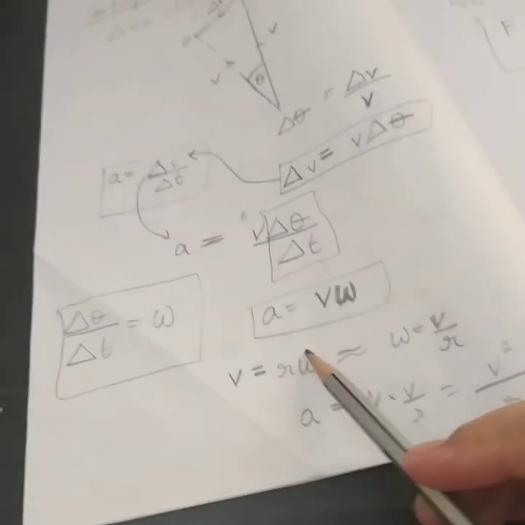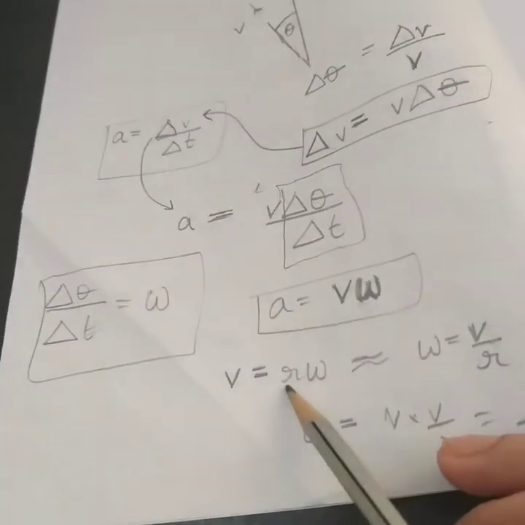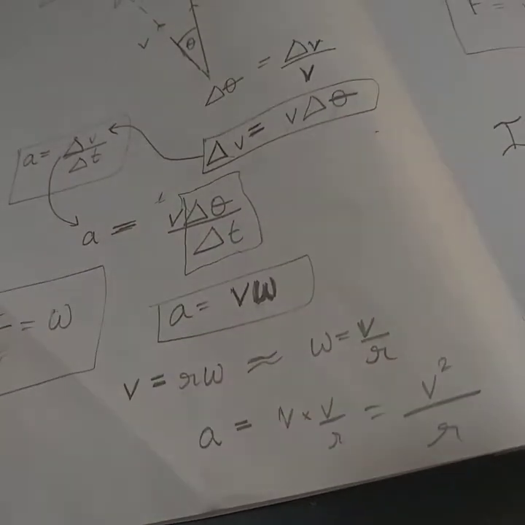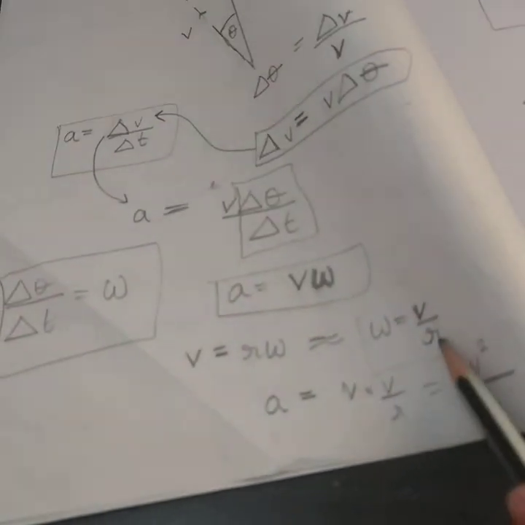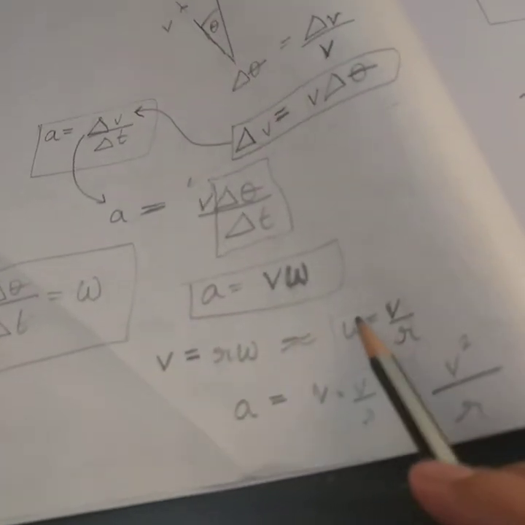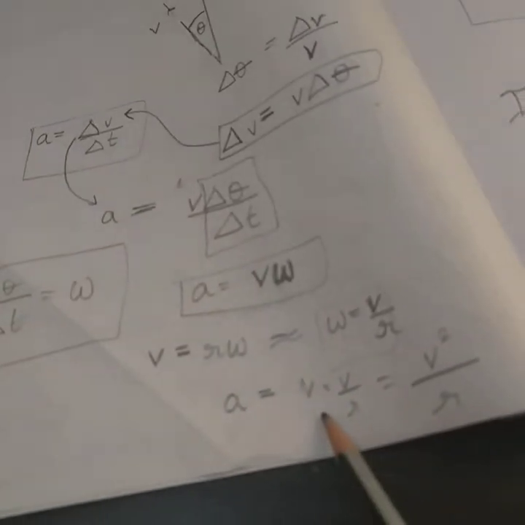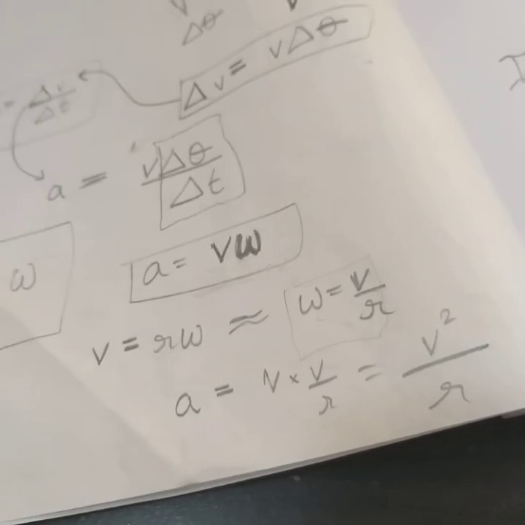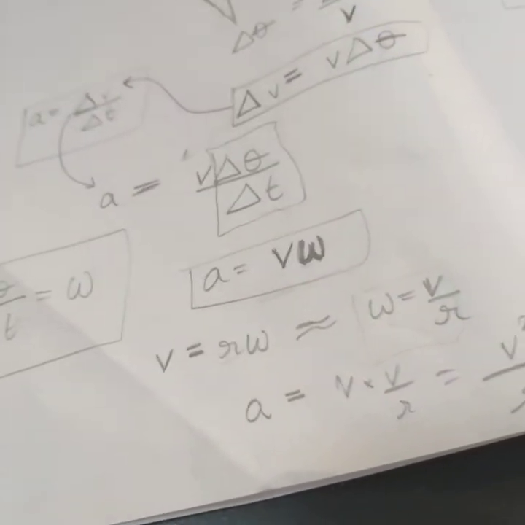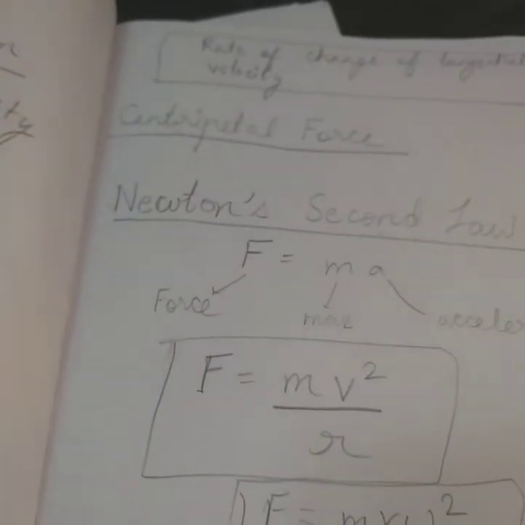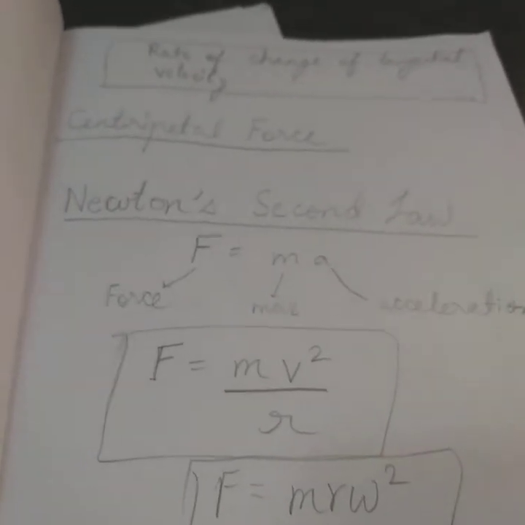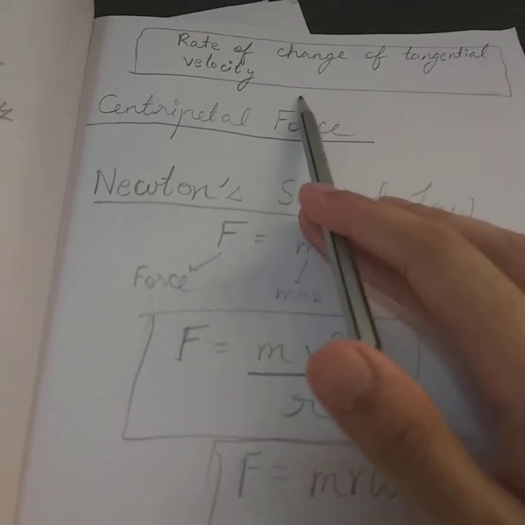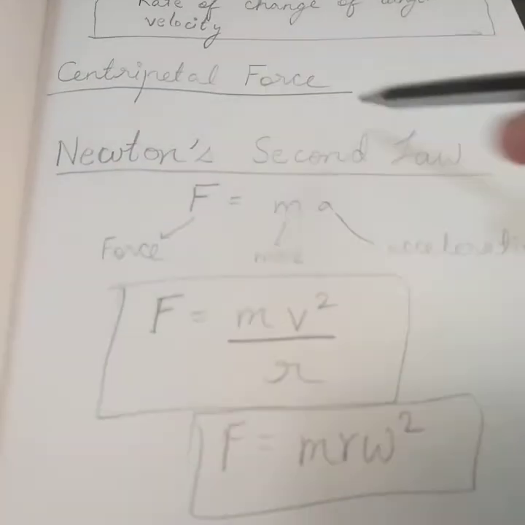But we also know that v is equal to radius into omega, for which we can derive that omega is equal to v by r. When we plug in omega into this equation, we get v into v by r, which is v squared by r, which explains the whole formula of acceleration. So the final part of this basic video is that the rate of change of tangential velocity is the right way to describe centripetal acceleration.